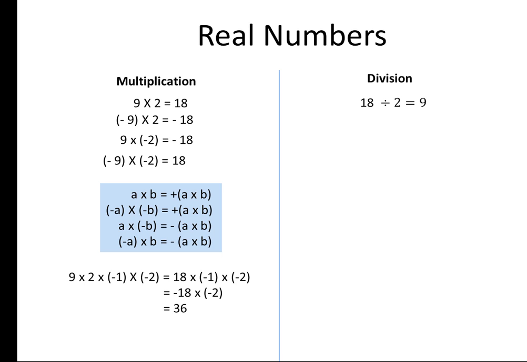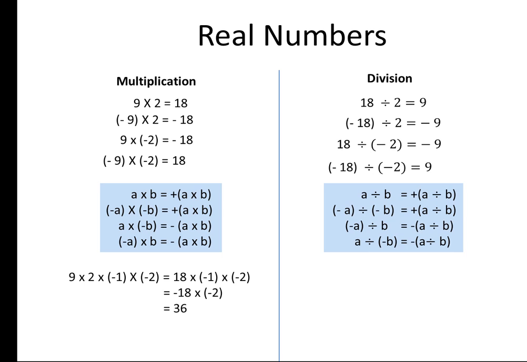Division. 18 divided by 2 is equal to 9. Minus 18 divided by 2 is equal to minus 9, because a negative number divided by a positive number will give you a negative result. Similarly, 18 divided by minus 2 is equal to minus 9, because a positive number divided by a negative number will also give you a negative result. Minus 18 divided by minus 2 is equal to plus 9, because a negative number divided by another negative number will give you a positive result.